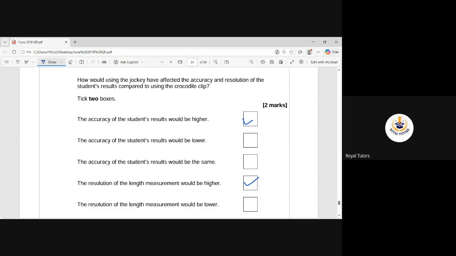So this is the end of Paper 1, June 2018 AQA Physics. In our next class, we're going to be looking at another paper, Paper 1 Foundation for Physics. That's going to be June 2019 in our next session.